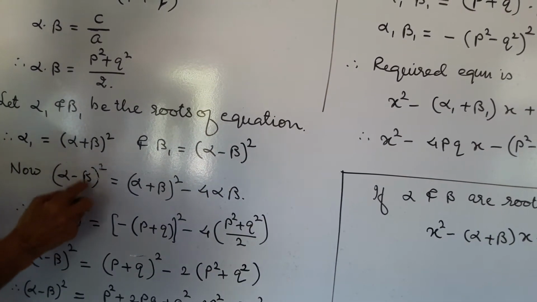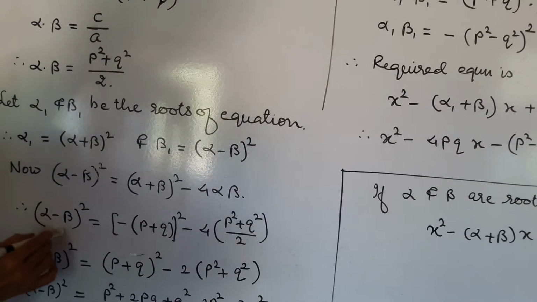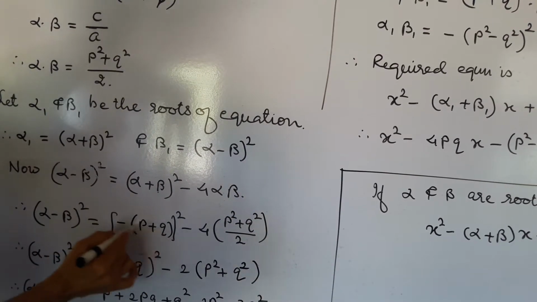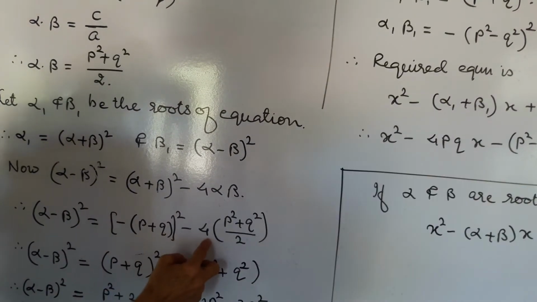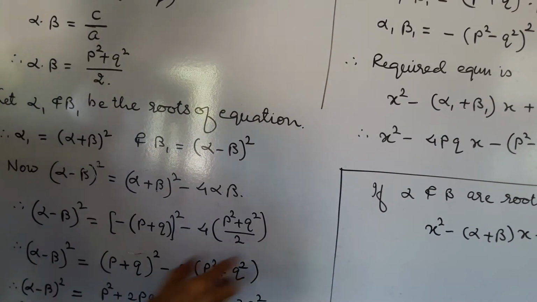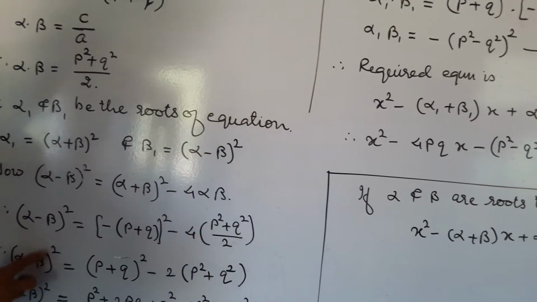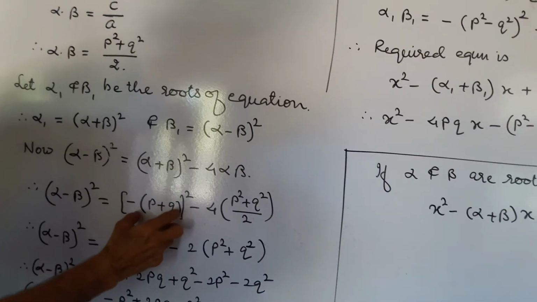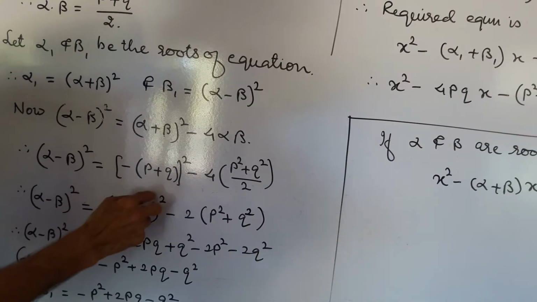We know that alpha minus beta whole square equal to alpha plus beta whole square minus 4 alpha beta. And therefore alpha minus beta whole square is equal to alpha plus beta, but alpha plus beta we know is minus (p plus q), whole square, minus 4 alpha into beta, but alpha into beta we obtained as p square plus q square upon 2. So here p square plus q square upon 2, and let's simplify this, and you find that alpha minus beta whole square equal to the whole bracket square, that will be minus 2 times, so minus plus, and p plus q whole square will get here.